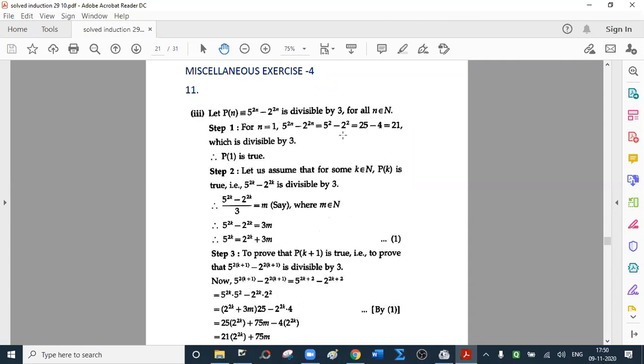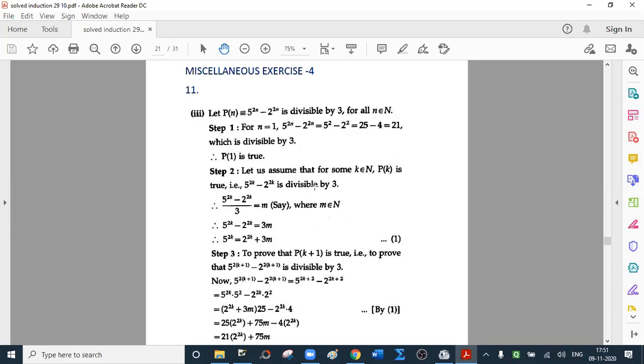For n equal to 1, we get 25 minus 4, that is 21, which is divisible by 3. So P of 1 is true. Let us assume that for some k belonging to N, P of k is true. That is, 5 raised to 2k minus 2 raised to 2k is divisible by 3.